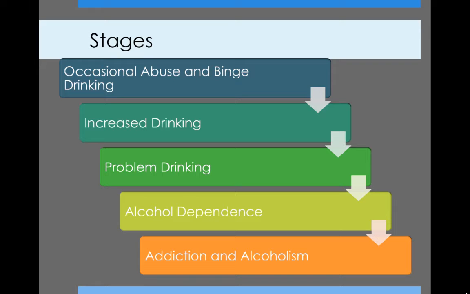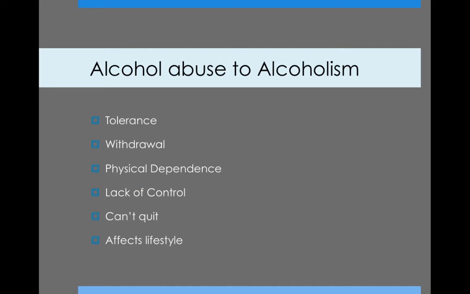Dependence attaches drinking to regular routine, and this is also where your tolerance to alcohol increases. And then the fifth stage is addiction and alcoholism. There is now a physical and psychological need to drink. Alcoholism. So the first stage is tolerance.